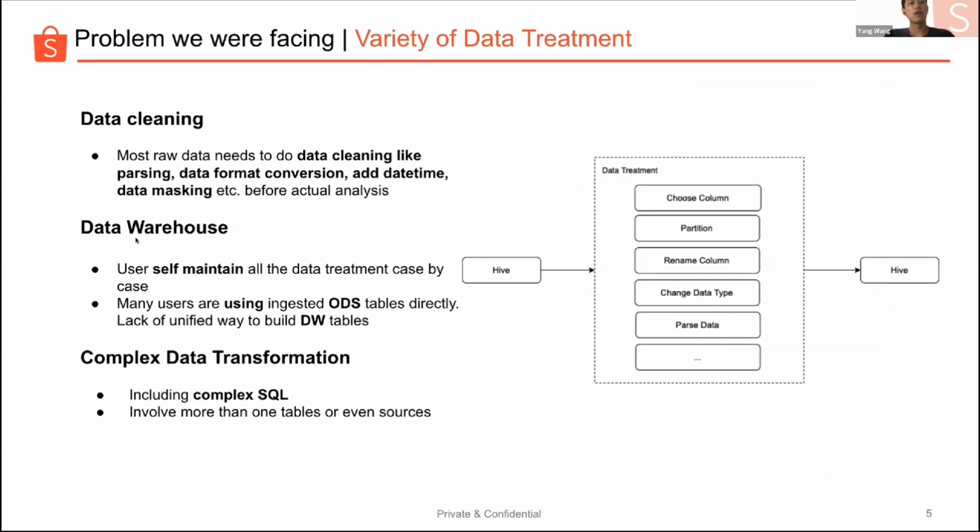Second problem is we have a variety of data cleaning and treatment requests. There are three aspects of this problem. First one is we lack a way to do data cleaning, aka transformation. Most of our raw data needs data cleaning, parsing, data conversion, and columns like region or datetime before actual analysis. But each of the transport components provides a limited and unique way of data cleaning procedure.